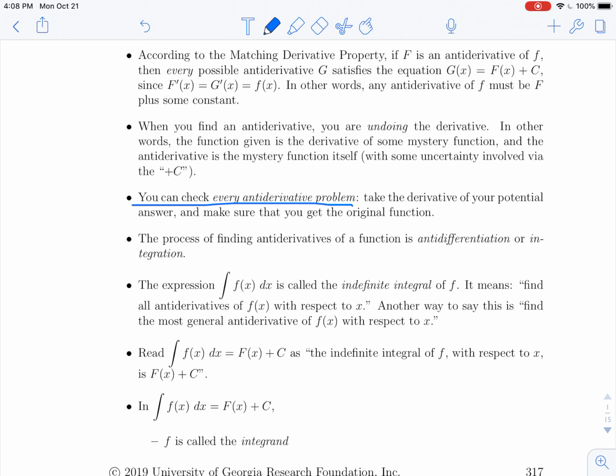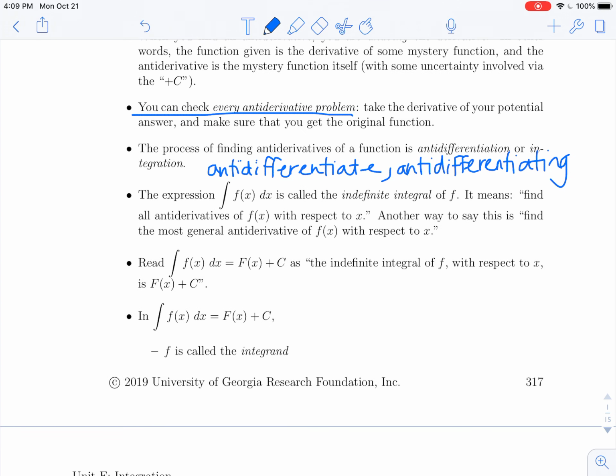The process of finding antiderivatives of a function is antidifferentiation or integration. So other verb forms, you could say antidifferentiate, or you could say that you are antidifferentiating. The expression indefinite integral sign f of x dx is called the indefinite integral of f. It means find all antiderivatives of little f of x with respect to x. Another way to say this is find the most general antiderivative of f of x with respect to x.